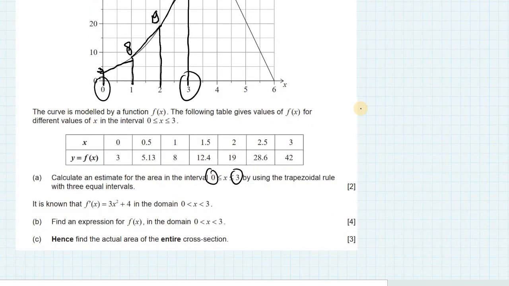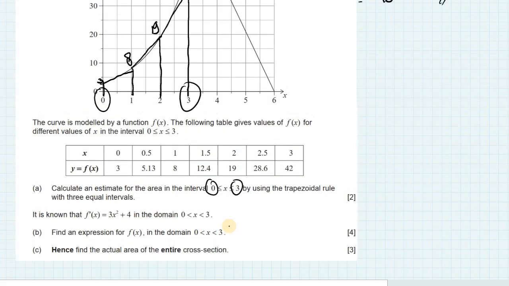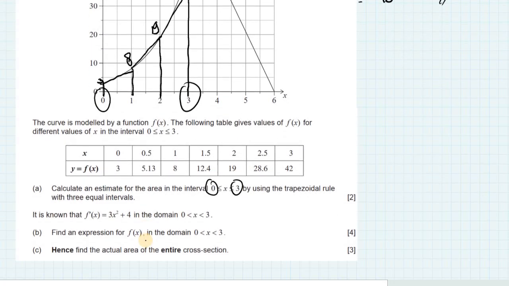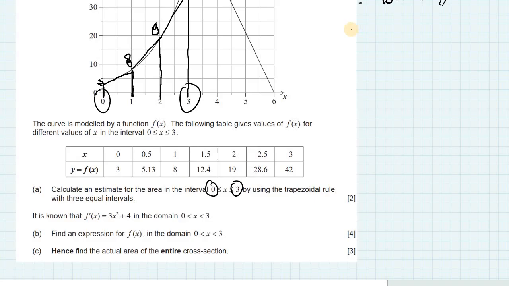Question B. It's known that f prime x is 3x squared plus 4 in the domain 0 up until 3. Find an expression for fx in the domain of 0 until 3. So this one we have to do integration. We know the first derivative, and we have to find the original function. For question B, we know that f prime x is equal to 3x squared plus 4. Now we will do integration.